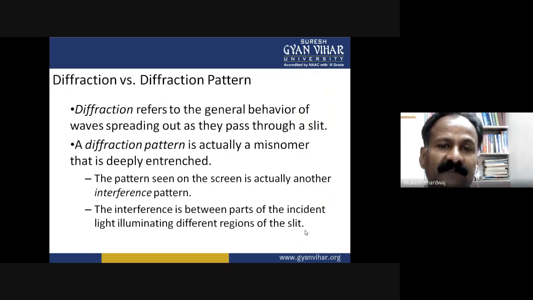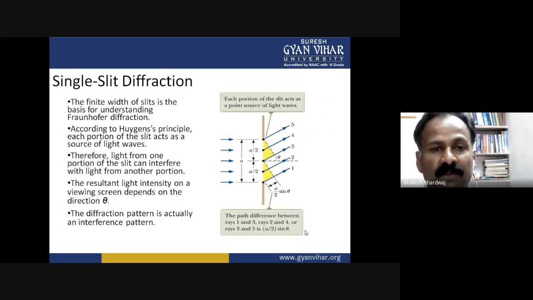Diffraction versus diffraction pattern. Diffraction refers to the general behavior of waves spreading out as they pass through a slit. A diffraction pattern is actually a misnomer that is deeply entrenched. The pattern seen on the screen is actually another interference pattern. The interference is between parts of the incident light illuminating different regions of the slit.